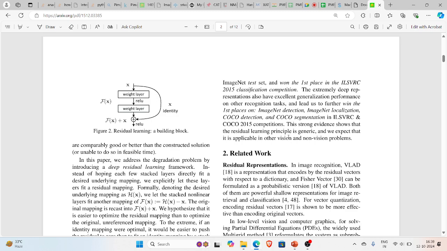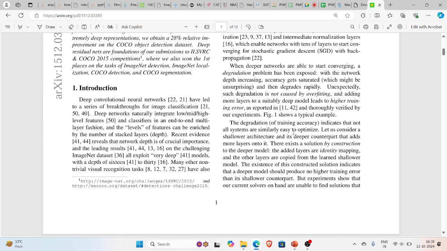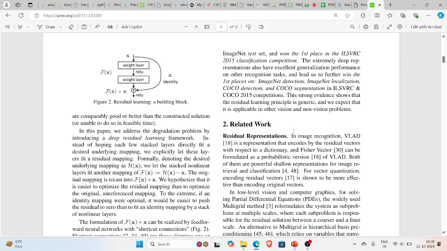The logic is written here. In this paper, we address the degradation problem by introducing a deep residual learning framework. As you can see, instead of hoping each few stacked layers directly fit their desired underlying mapping, we explicitly let these layers fit a residual mapping. So they were trying to fit a residual mapping to solve the problem. This is the structure, as you can see.